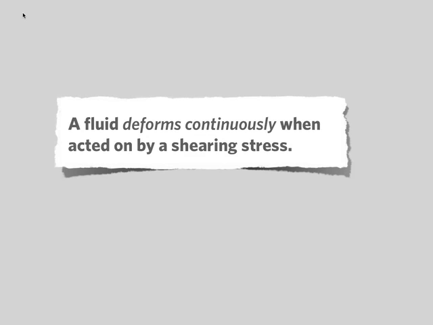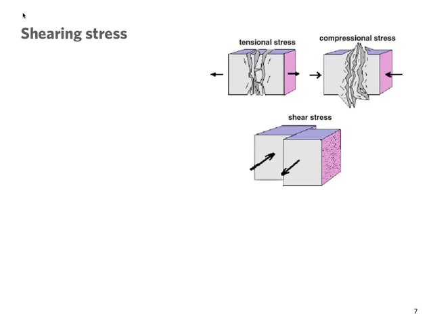So, in engineering terms, a fluid deforms continuously when acted on by what we call a shearing stress. A shearing stress is what we need to explain next. A shearing stress is a tangential force. Stress is force divided by area. So we use tau for stress, and it's force divided by area.